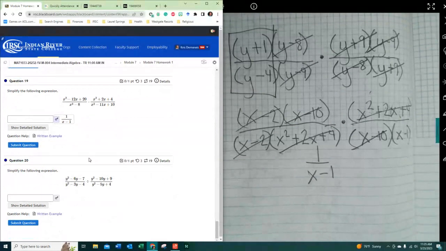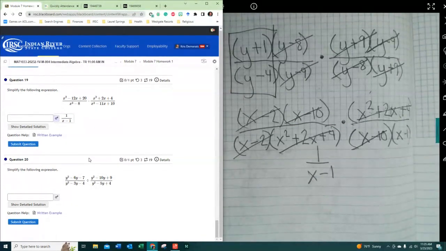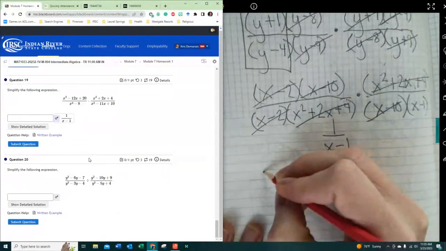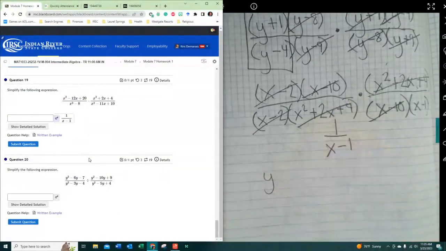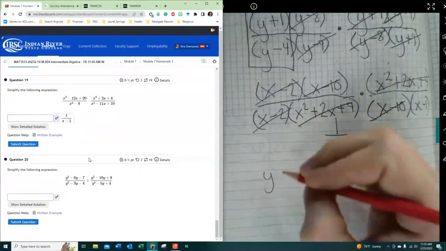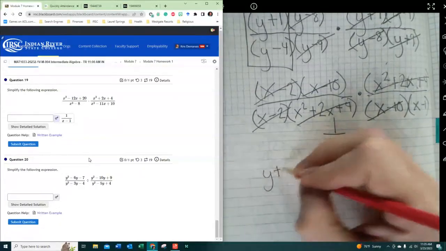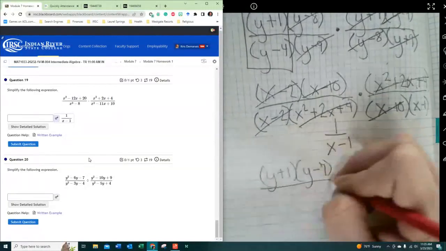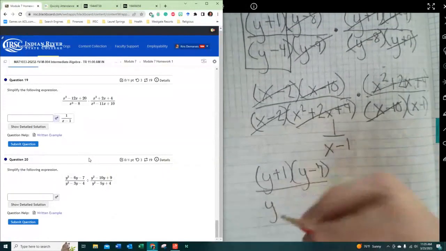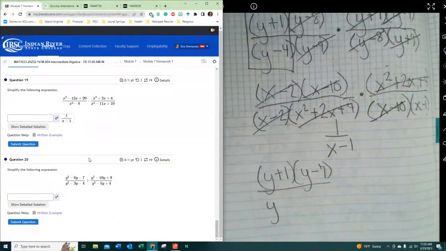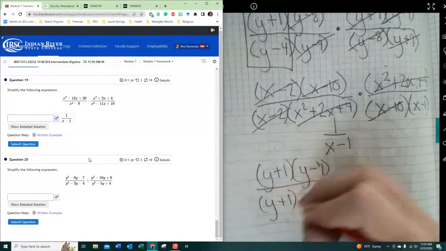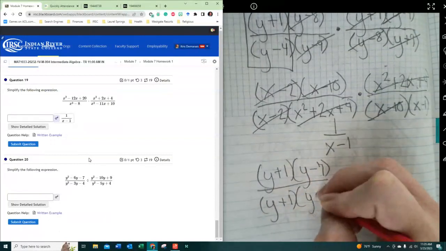All right, now remember keep, change, flip. So we're going to KCF it. Now we're going to go ahead and do that. We're going to get y. What two numbers multiply together to create negative 7 that add up to negative 6? That will be positive 1 and negative 7. And then we're going to go ahead and factor the bottom there. So what two numbers multiply together to create negative 4 that add up to negative 3? And that's going to be positive 1 and negative 4.